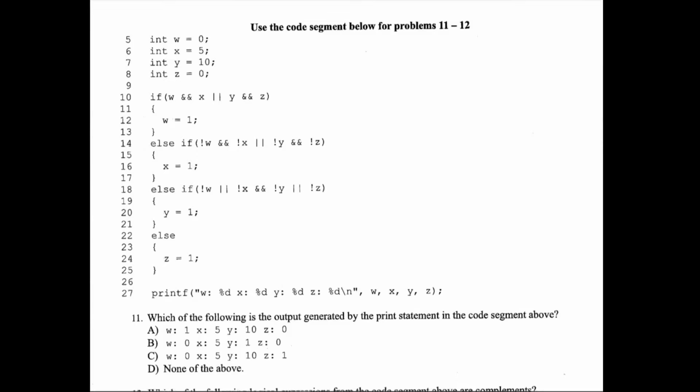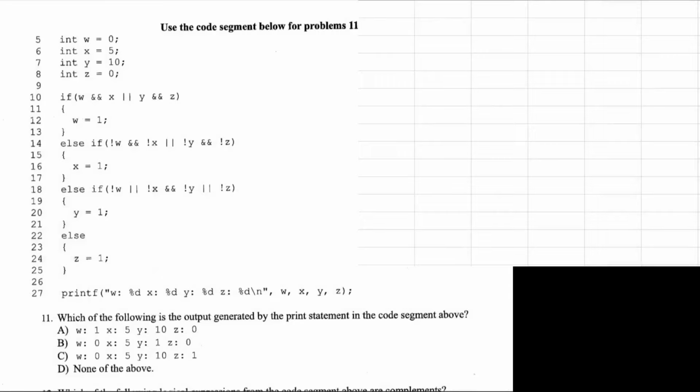So again, we have a code segment for problems 11 and 12. The question is, which of the following is the output generated by the print statement in the code segment above? So we're going to have to evaluate this code. I'm going to go ahead and pull up my tracking table again, and we can start evaluating. We have 4 values this time: W, X, Y, and Z. And they start out as 0, 5, 10, and 0.